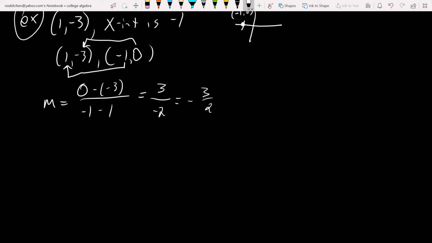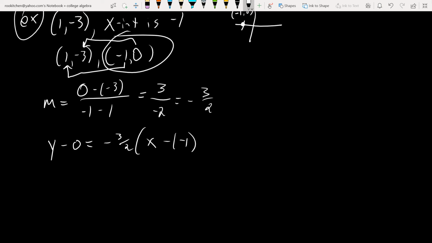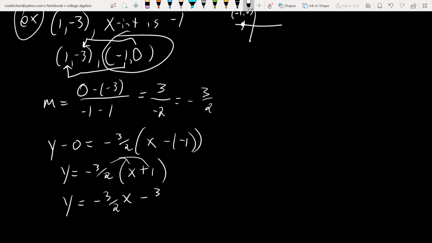And then you could pick either point. Usually the one with the 0 is easier to evaluate. So let's use that. y minus 0 is negative 3/2 times x minus negative 1. So y is negative 3/2 times x plus 1, and then distribute the negative 3/2. Okay, so there we go.